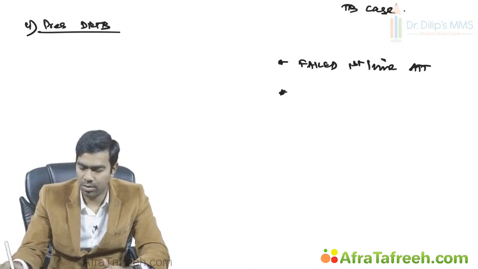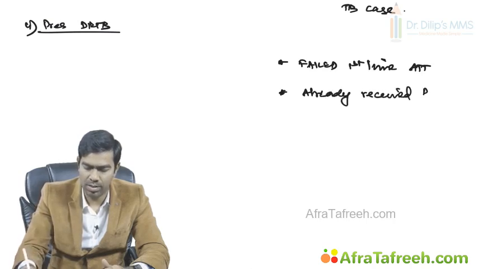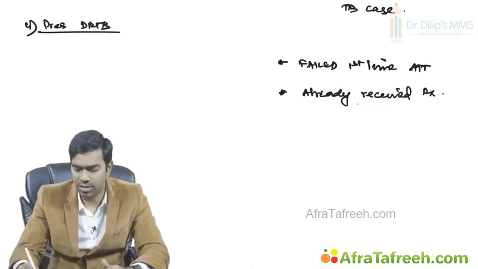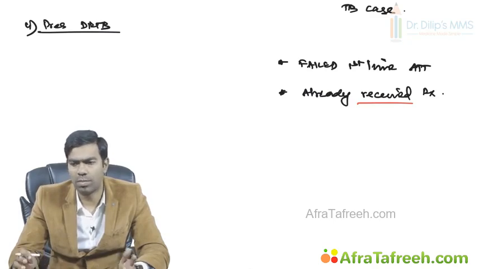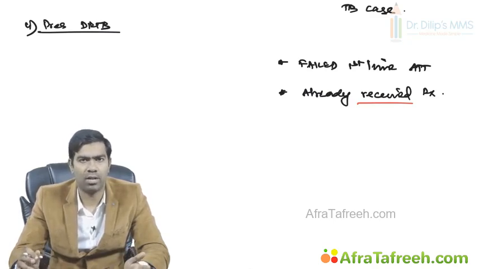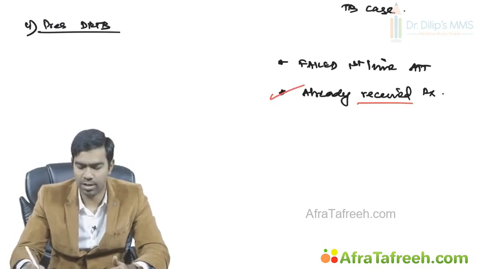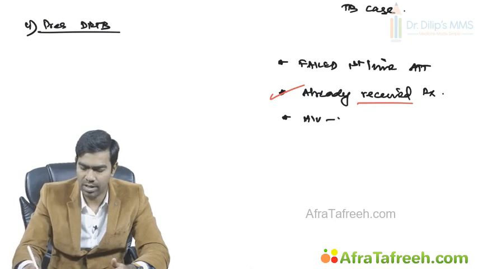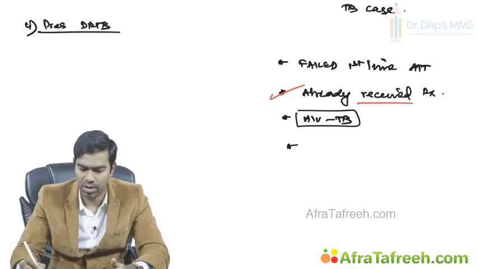Second, people who have already received TB treatment in the past. Definitely, if they have received treatment in the past, there is a high chance of having drug-resistant TB in the current timeline, because it could be a relapse, or a failure of treatment, or even a defaulter. So in any of these cases, the risk of drug-resistant TB is going to be extremely high. Number 3, if the patient has HIV-TB co-infection, this is one of the high risk factors for developing drug-resistant TB.